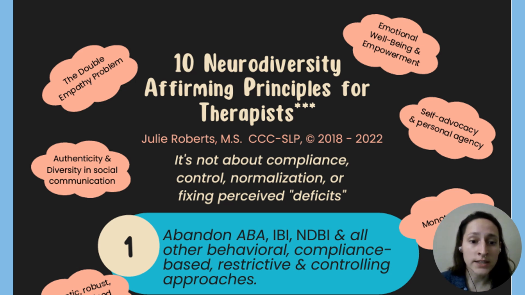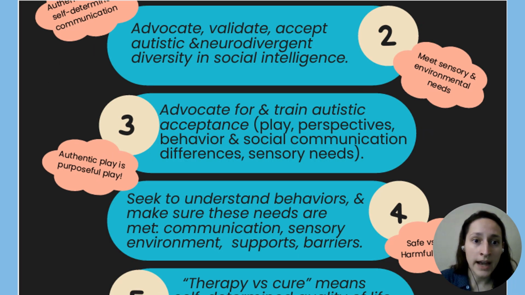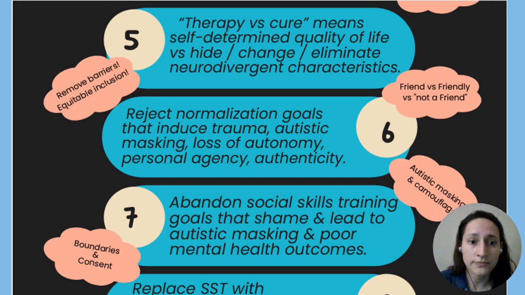One is to abandon all behavioral compliance-based, restrictive and controlling approaches. Advocate, validate, accept autistic and neurodivergent diversity and social intelligence. Advocate for, train autistic acceptance. This can be through play, perspectives, behavior, social communication differences, and sensory needs. Seek to understand behaviors and make sure that these needs are met. These needs can be communication needs, sensory needs, environment, supports, and barriers.